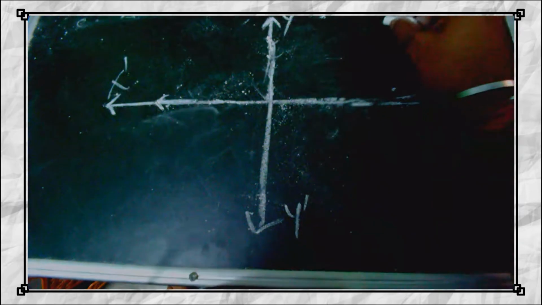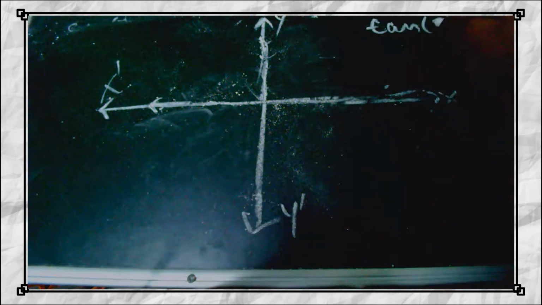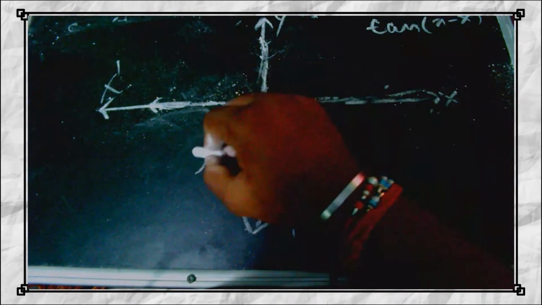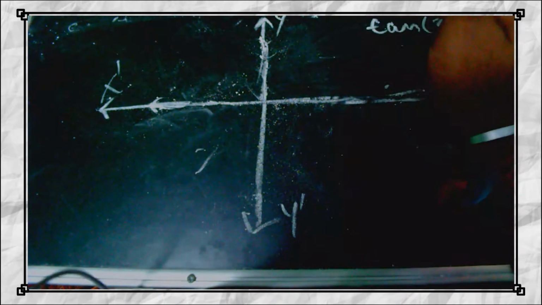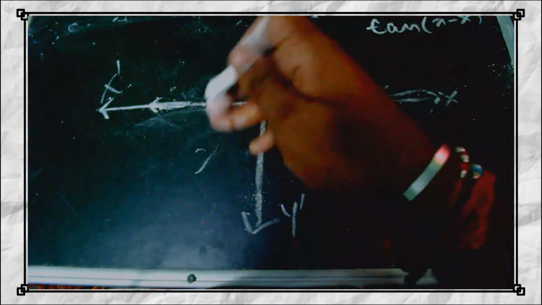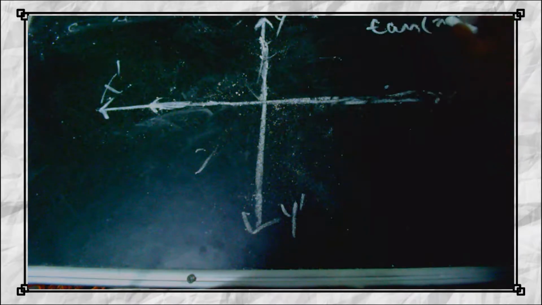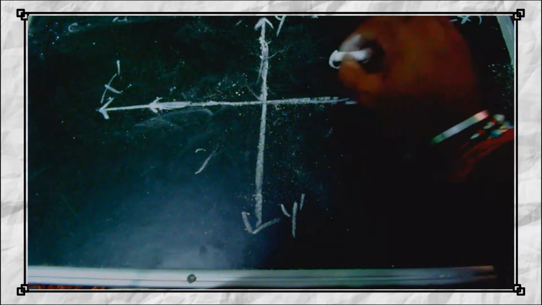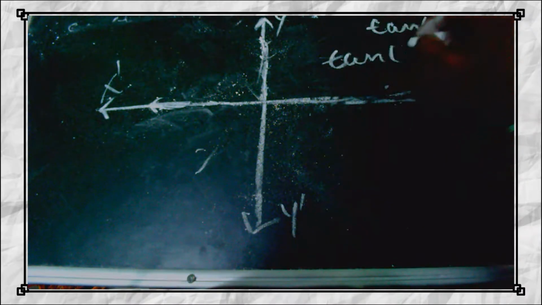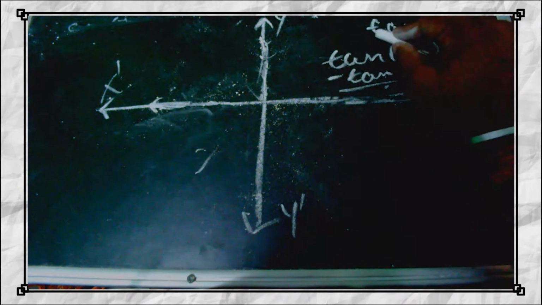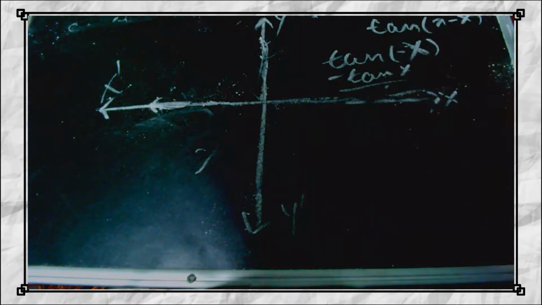Next we will calculate the value of tan of pi minus x. Angle pi is here and minus x is somewhere here. The value of tan is positive in the third quadrant, so the sign will be the same, and as it is pi minus x, the ratio will also be the same, so it will be tan of minus x. As told, tan of minus x is minus tan x, so the value of tan of pi minus x is minus of tan x.